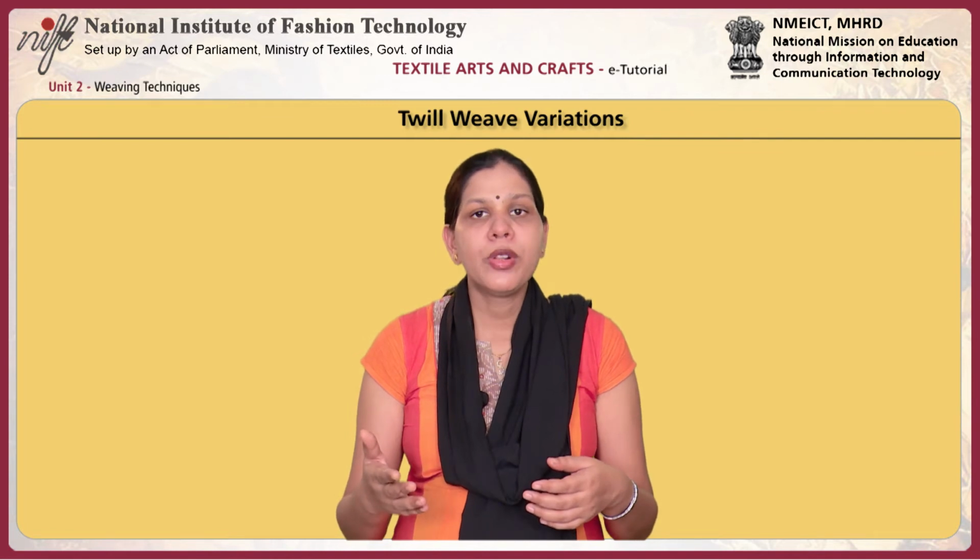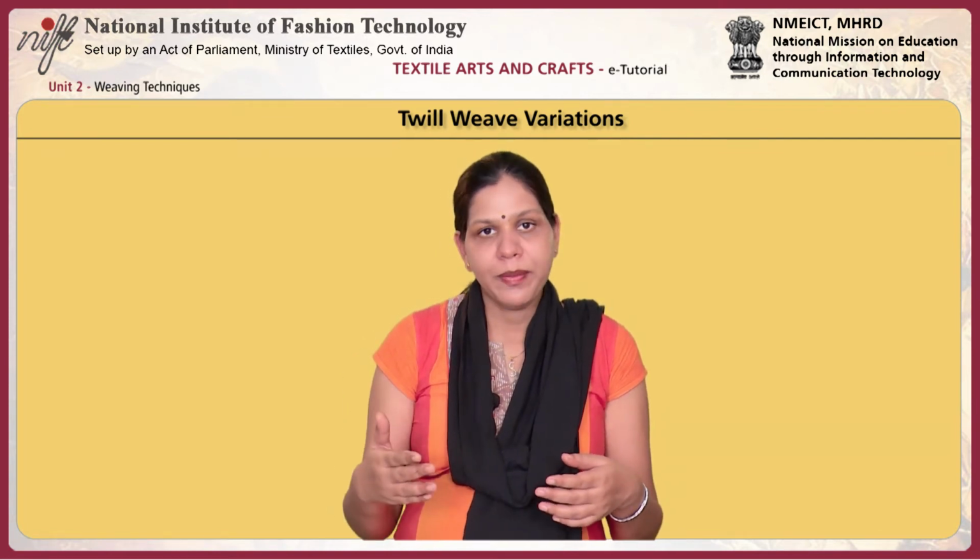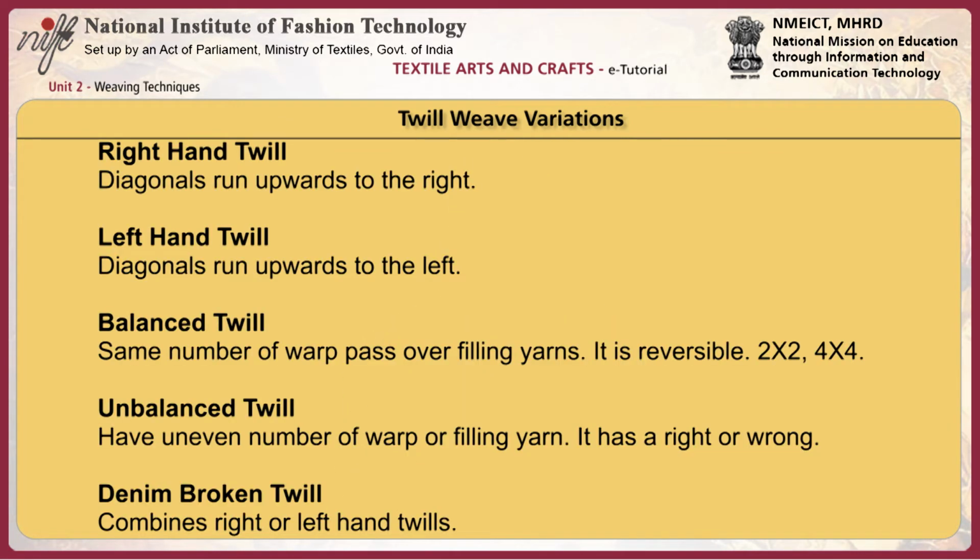These are some examples of variations of twill weave. Right hand twill. In this twill, the diagonals run upwards to the right. Left hand twill. In this twill, the diagonals run upwards to the left. In the balanced twill, the same number of warp passes over filling yarns. It is reversible like 2x2 or 4x4.